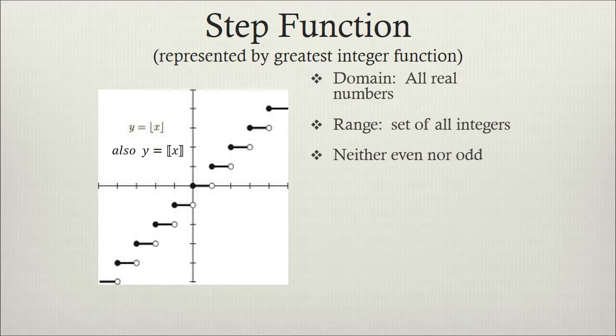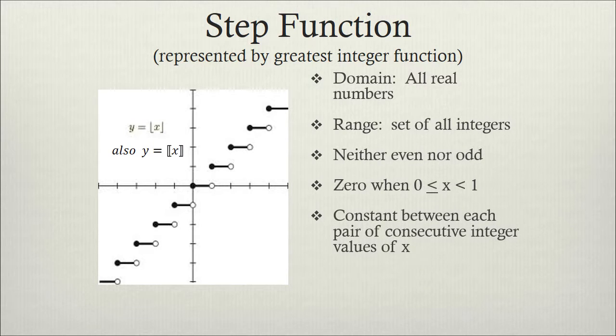Notice that the left-handed point of each small line is included while the right hand is not. It is 0 between 0 and 1. It is constant between each pair of consecutive integer values of x. It has no maxima and no minima.